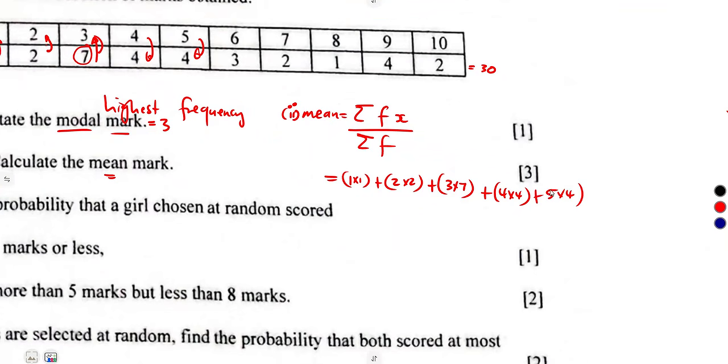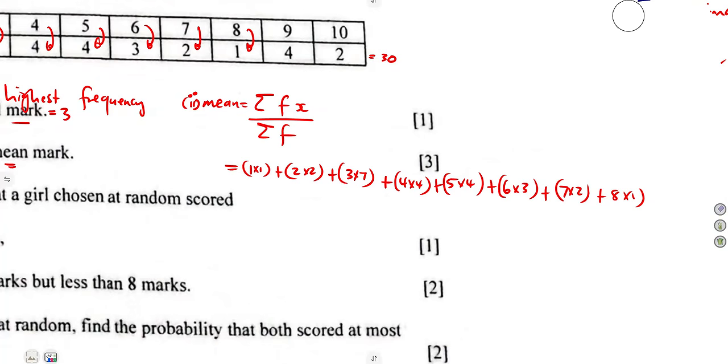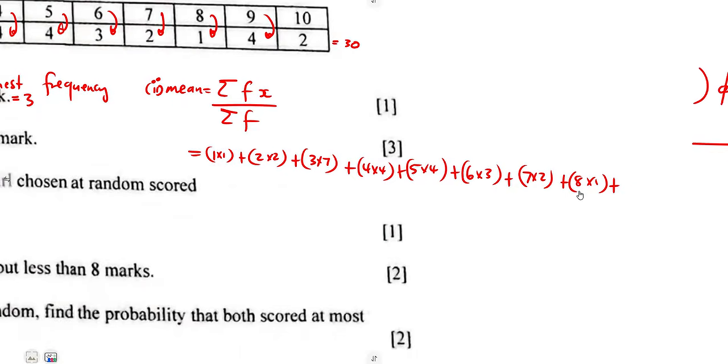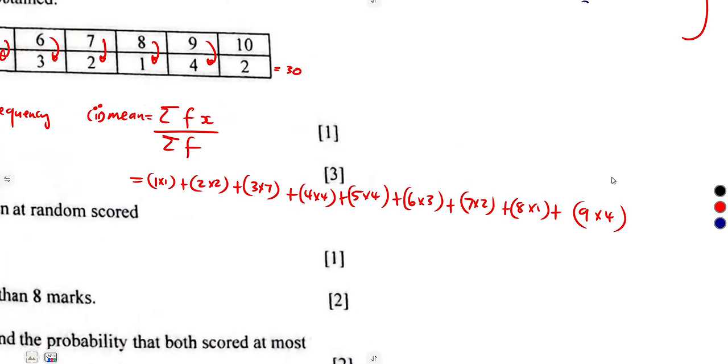5 times 4, plus 6 versus 3, 7 times 2. All right, plus 8 times 1, and so on. So you're simply going to combine that: 8 times 1, 9 times 4, and so on. All right, so that's 9 and 4, then 10 and 2. So that was it.